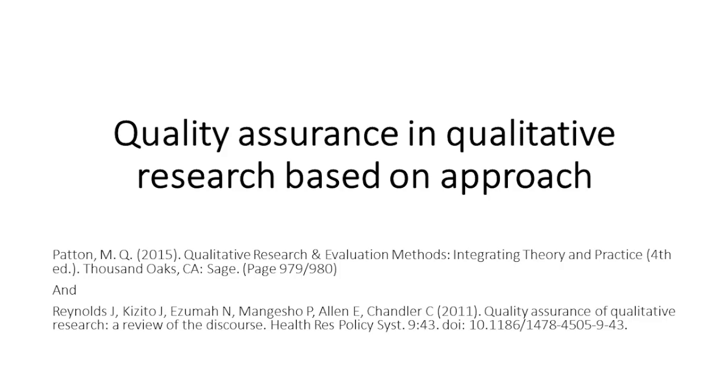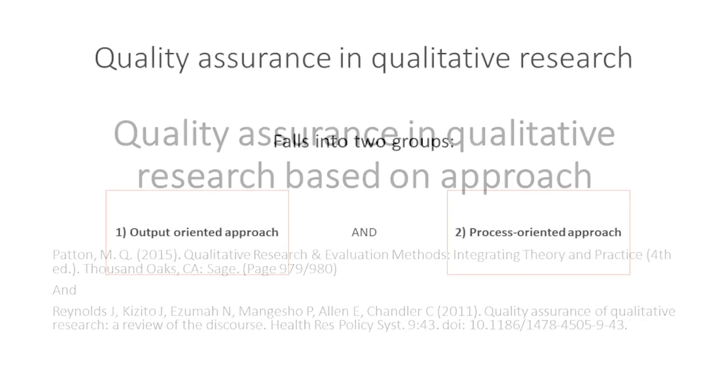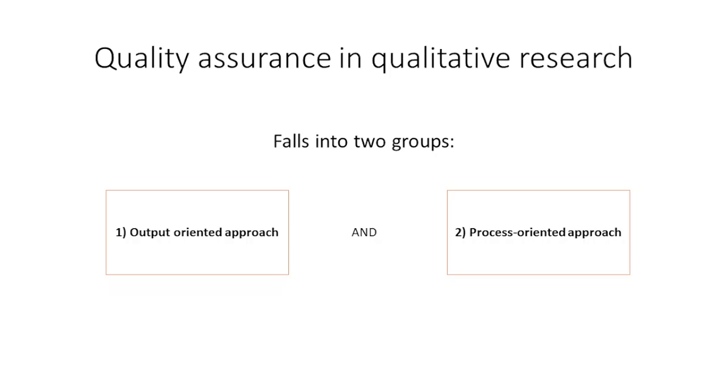The other reference that is important to read is by Reynolds et al. and other authors, titled Quality Assurance of Qualitative Research: a review of the discourse, which was published in 2011. You've got the DOI number on the slide to refer to. Both of these resources discuss a review that Reynolds and the other researchers did. This review was about trying to see what quality assurance and criteria researchers used in general in their qualitative research.